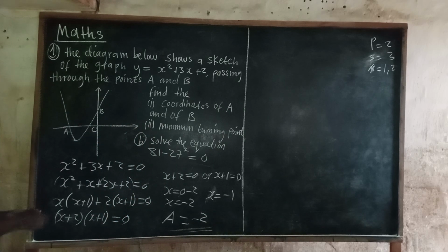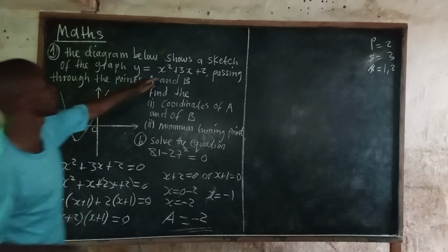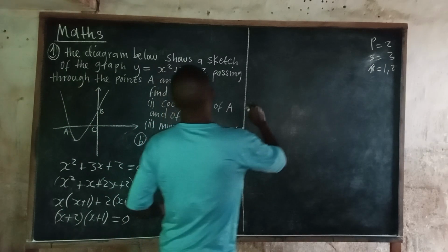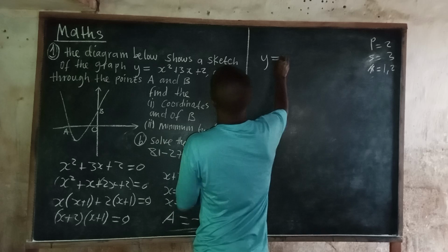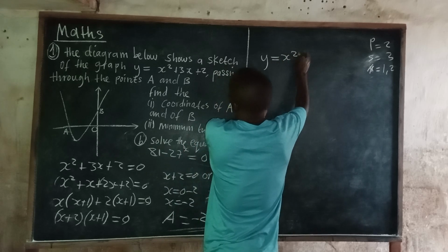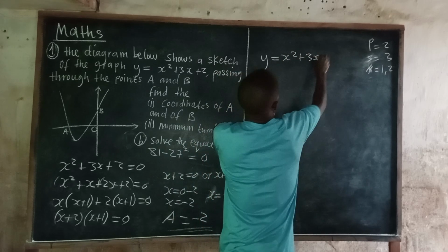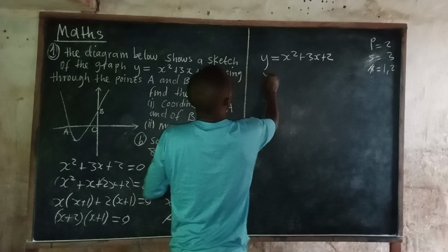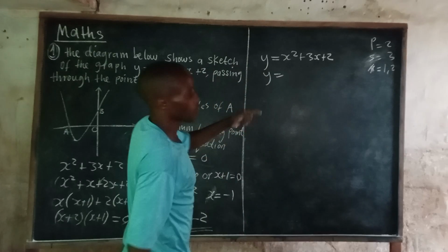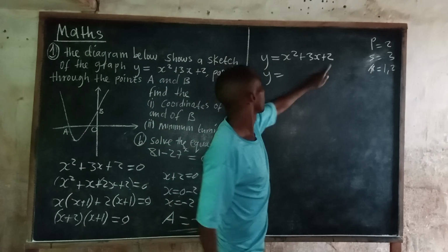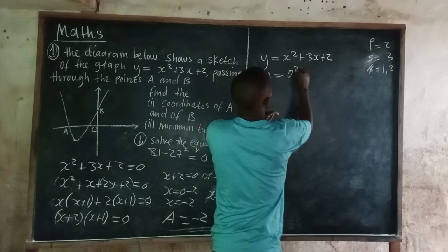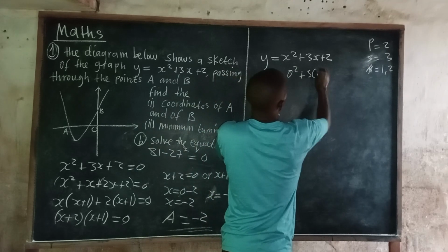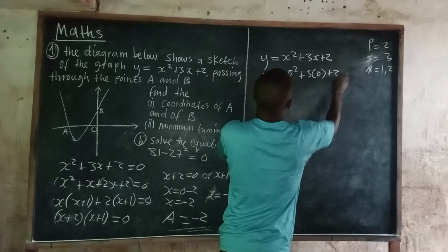Then we come to B, the value of B. For B, we are going to find the y-intercept. For the y-intercept, we need to make x 0. So y equals x squared plus 3x plus 2. So our y-intercept is 2, because here we say 0 squared plus 3 times 0 plus 2.